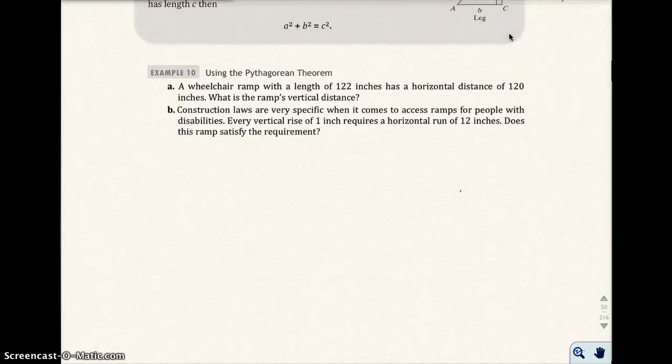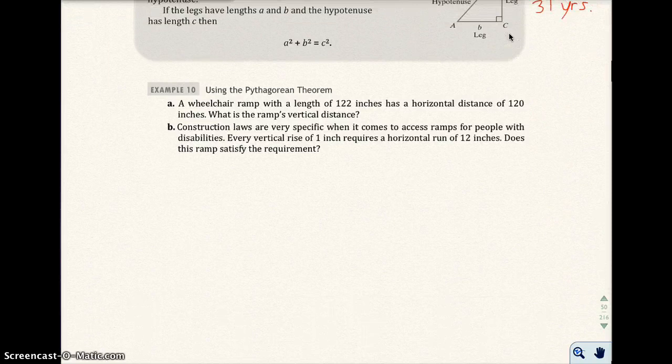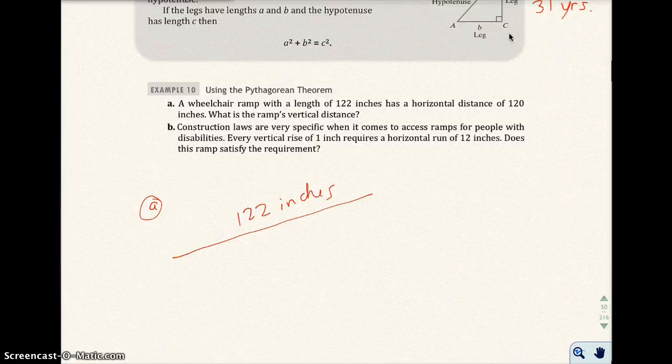A wheelchair ramp with the length of 122 inches has a horizontal distance of 120 inches. What is the ramp's vertical distance? Let's go ahead and look at this. A wheelchair ramp has a length of 122 inches. We look at a little ramp where the wheelchair goes up, and it has a horizontal distance of 120 inches. So from here to here, it's 120 inches. They want to know the ramp's vertical distance. We want to know the distance here.